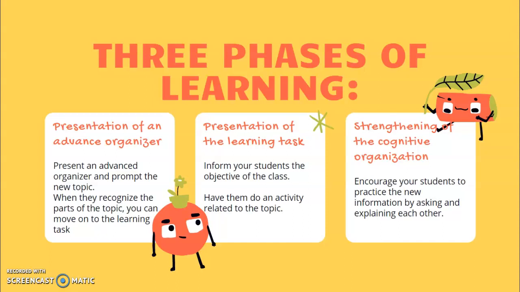And finally, after they have done that activity, you have to move to the strengthening of the cognitive information. This is mainly making your students practice the information that they have just assimilated by asking and explaining this information to each other. So this is like a mental exercise to make them really comprehend the lesson.